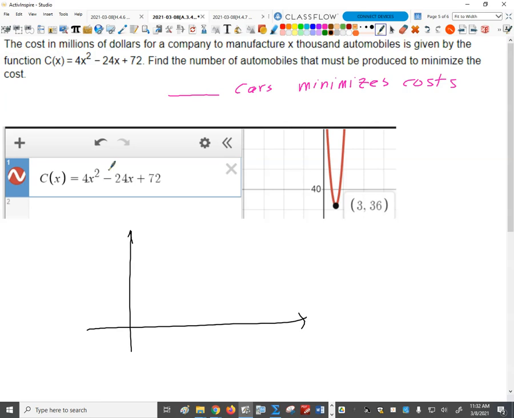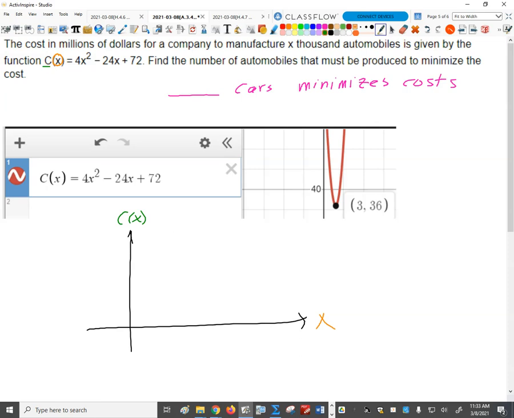Here's my function right here, right? What's my input variable? Is it X or C? It's X, isn't it? Good. So X is my input, right? So this is the x-axis. The horizontal is the x-axis, horizontal axis. My output is C, and so the output is the vertical axis. My y-axis is charting total cost, right?